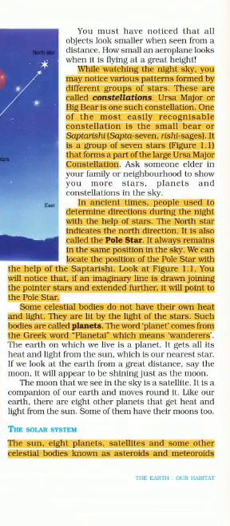Some celestial bodies do not have their own heat and light. They are lit by the light of stars. Such bodies are called planets. The word planet comes from the Greek word planetai, which means wanderers.